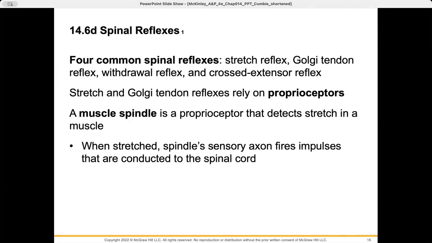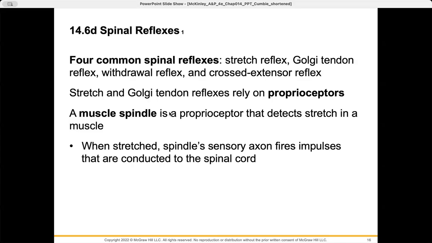So let's look at some of these categories for common spinal reflexes. They are going to be stretch, Golgi tendon, withdrawal, and cross extensor. And all of these involve a group of receptors, which we call proprioceptors. And proprioceptors are involved in signaling skeletal muscle. And so some of these, right, we have a stretch reflex and a Golgi tendon.